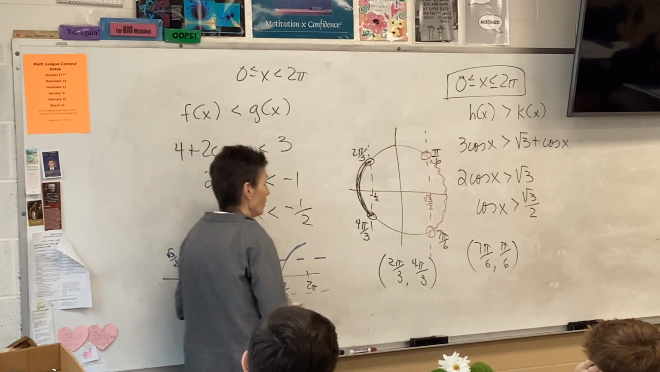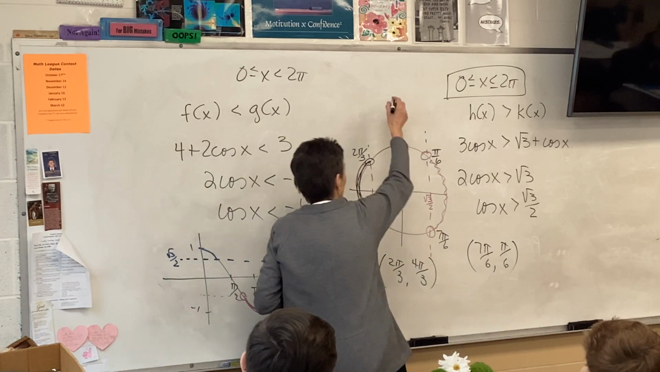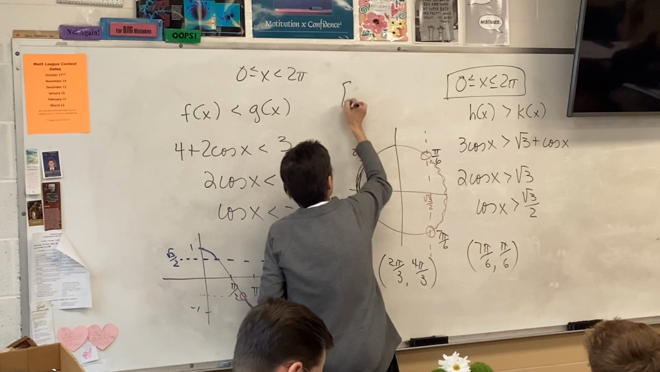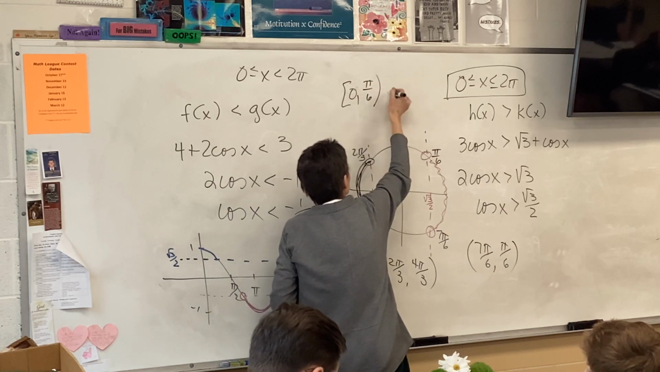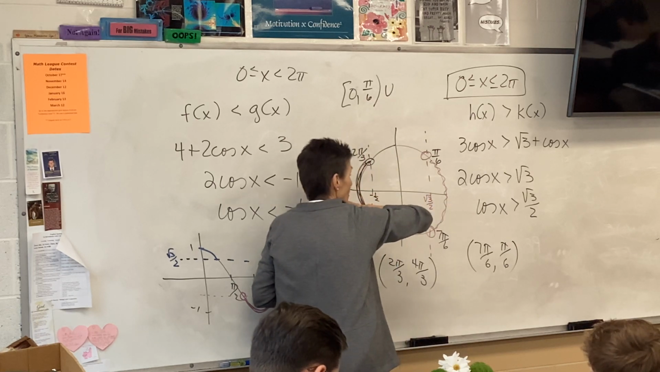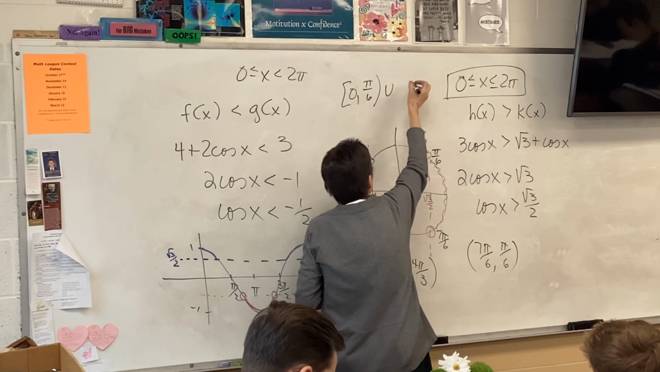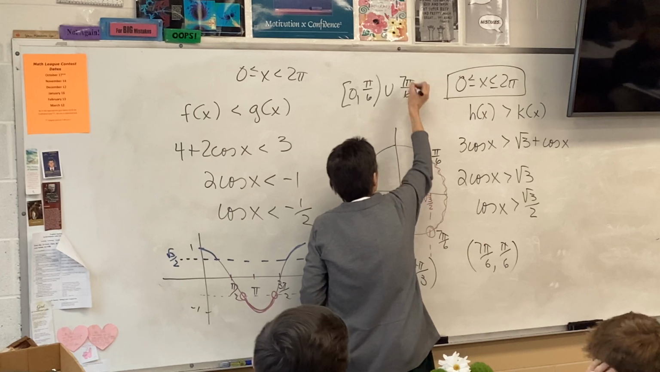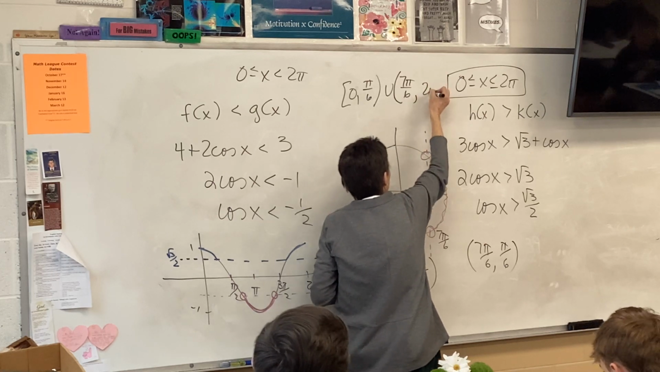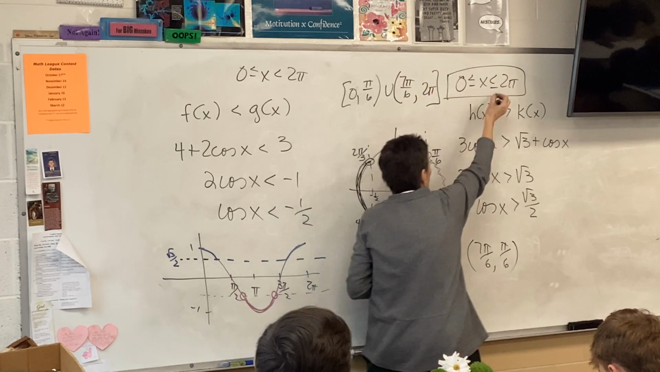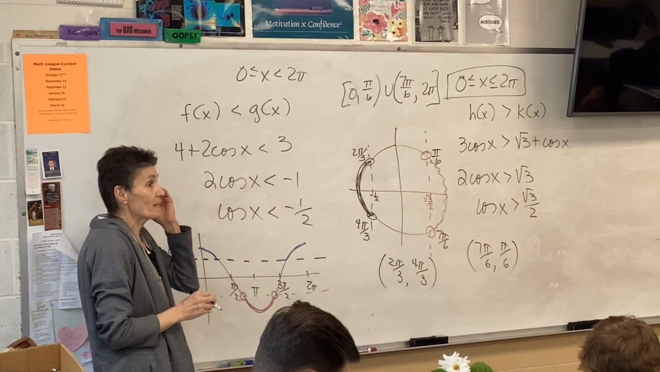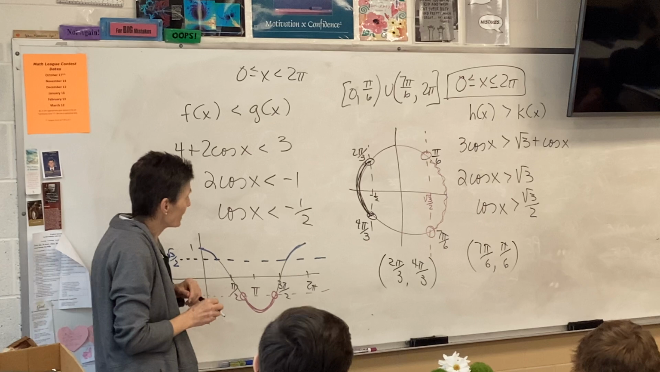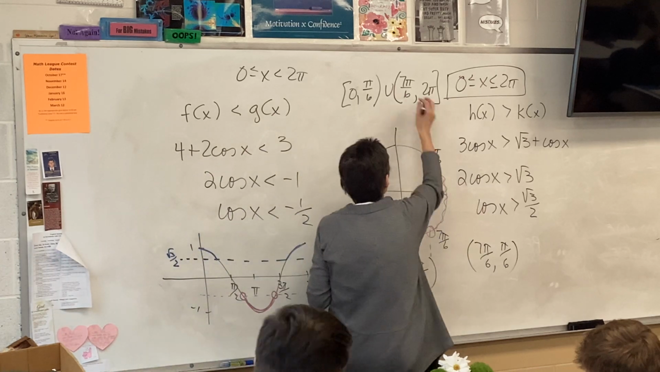What did you settle on as your answer to this question? 0 to pi over 6, or 7 pi over 6 to 2 pi. He included 2 pi this time. So that would be your answer. Oh, that's not 7 pi over 6, that's 13 pi over 6.